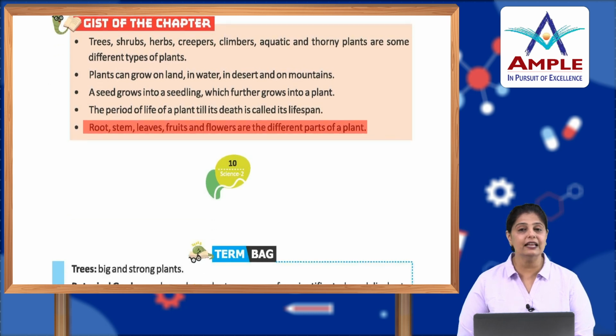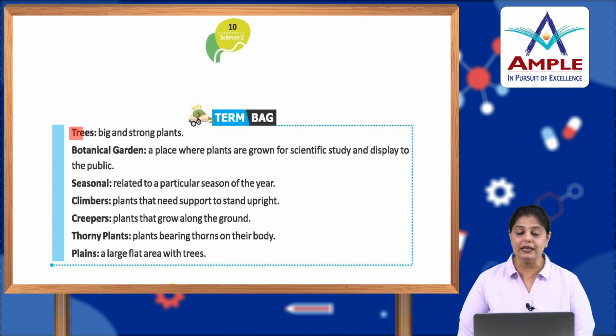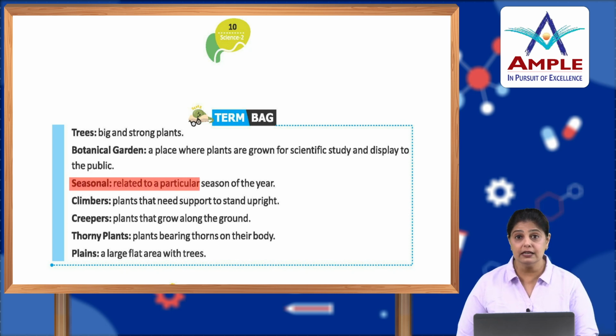So, children, let's look at the term bag now. Trees. What are trees? They are big and strong plants. Botanical garden is a place where plants are grown for scientific study and displayed to the public. So, they are planted there, they are grown there to do some study and research about them, and then they are also kept for public viewing. Seasonal means related to a particular season of the year.